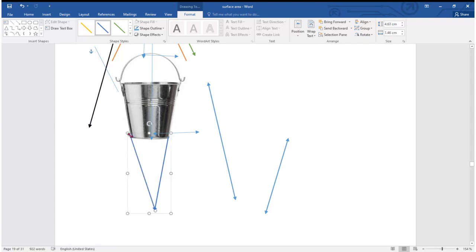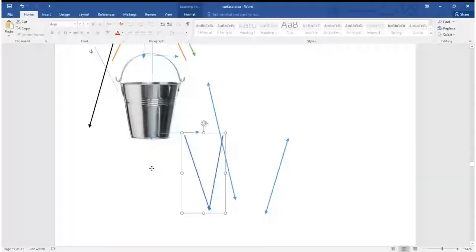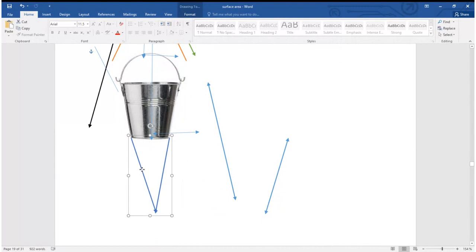So the bucket is a frustum. This part that I've added here, I usually call a small cone. This part that I've added here is called a small cone. Now, when I add the small cone to the frustum, it forms a big cone, or a full cone.